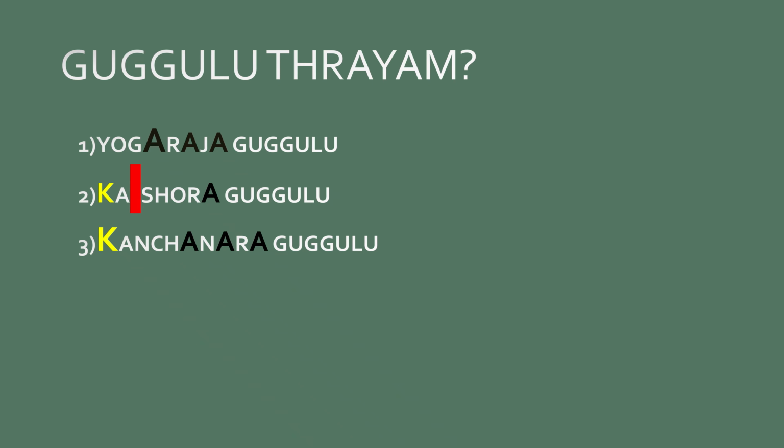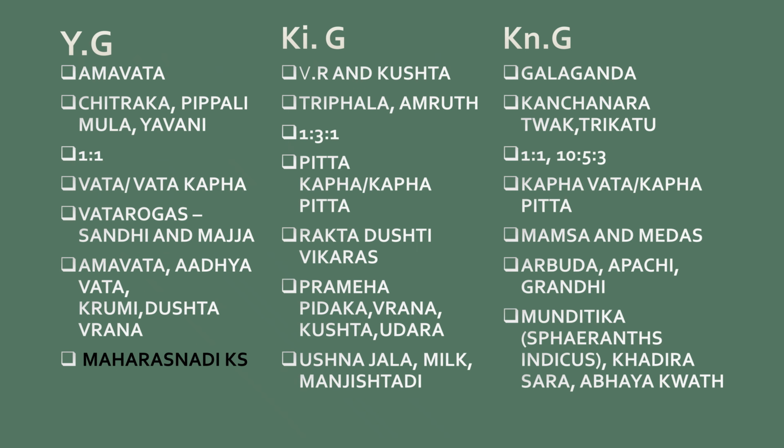Next, we will go on to the details on the next page. Let's move in depth into these combinations. There are three columns: in the first column, Yogaraja Guggulu, second, Kaishora Guggulu, and third, Kanchanara Guggulu. First, Amavata is mentioned. Amavata is the prakarana in which Yogaraja Guggulu is given.